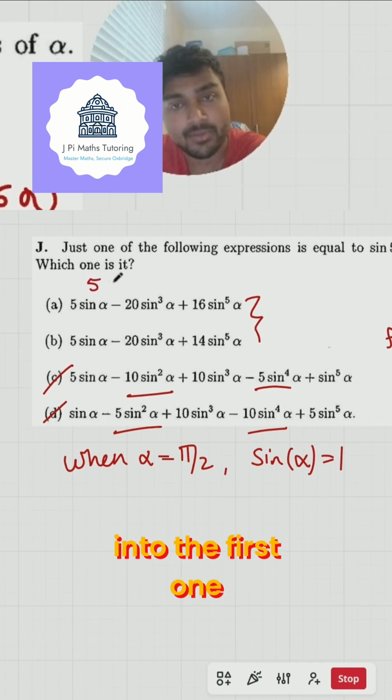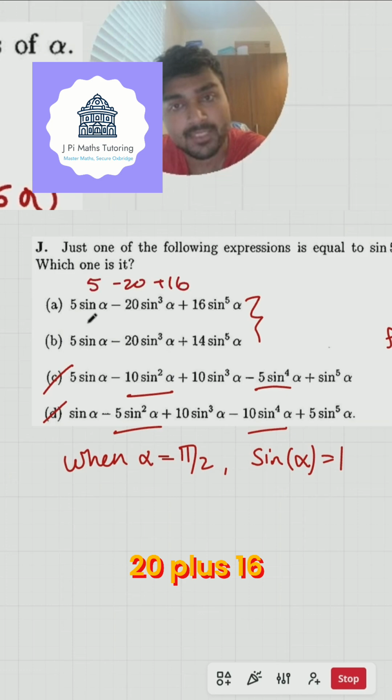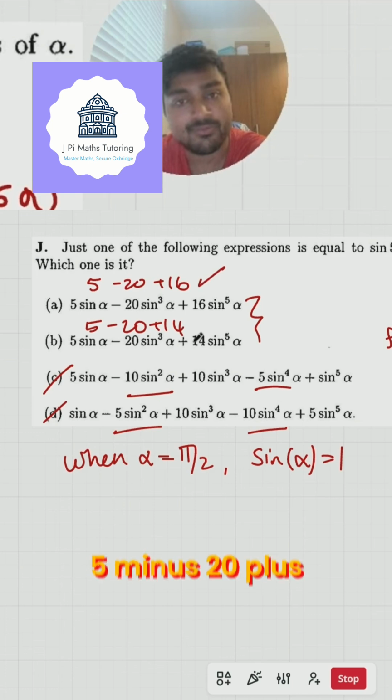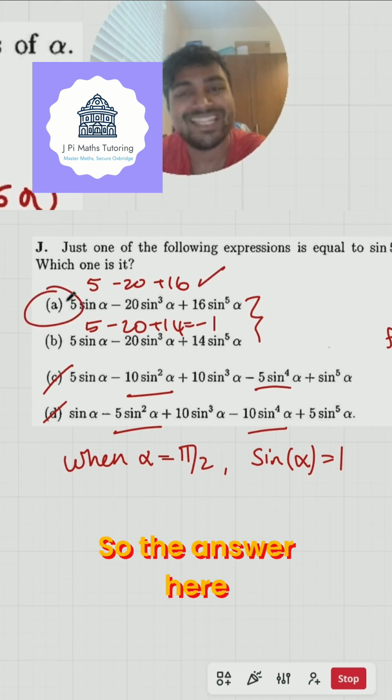If we plug that into the first one, we get 5 minus 20 plus 16. This one we get 5 minus 20 plus 14. 5 minus 20 plus 16, that is 1. 5 minus 20 plus 14 is minus 1. So the answer here is A.